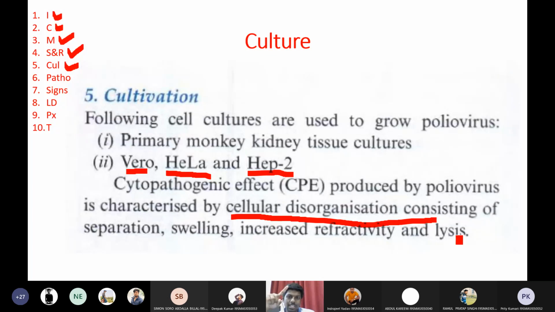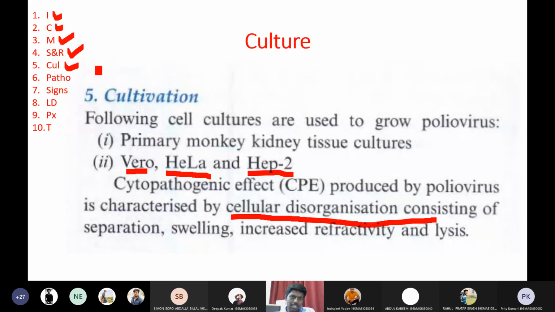This I haven't discussed in the cytopathic effects, but there are many others also. I have only discussed syncytial formation, cellular necrosis, clumping of cells, or rounding of cells. So here we can say swelling of cells happens in poliovirus infection. That is the cytopathic effect of poliovirus infection.